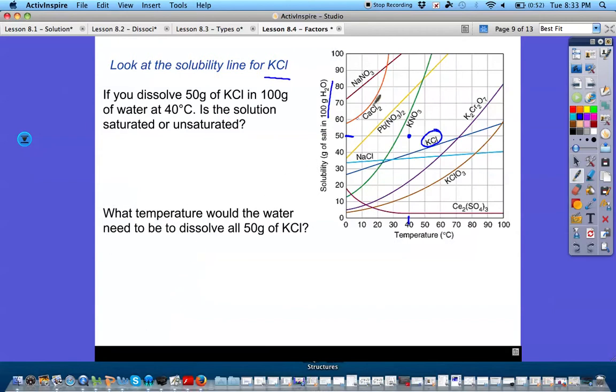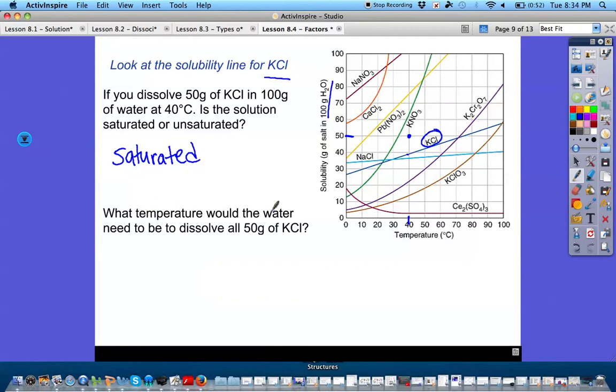So now when we take a look here, this point is above the potassium chloride line, so this is going to be a saturated solution. So we have dissolved the max amount, which is about 38 grams of potassium chloride. So we have about 12 grams of potassium chloride that is undissolved.